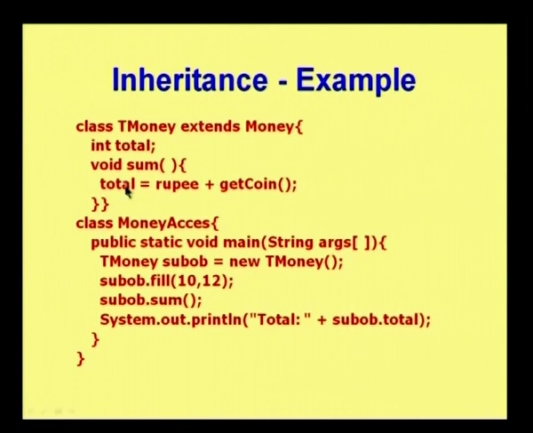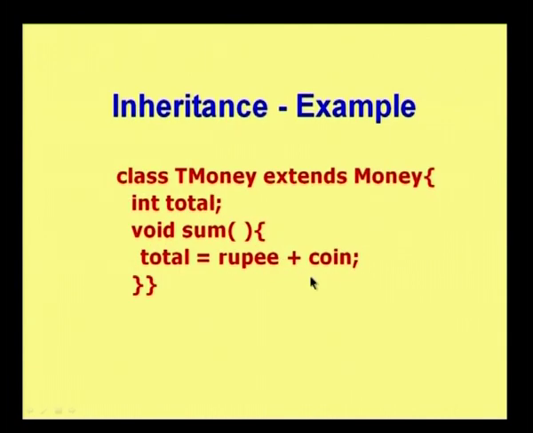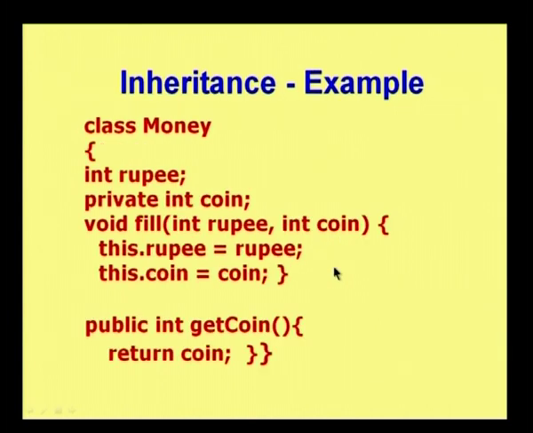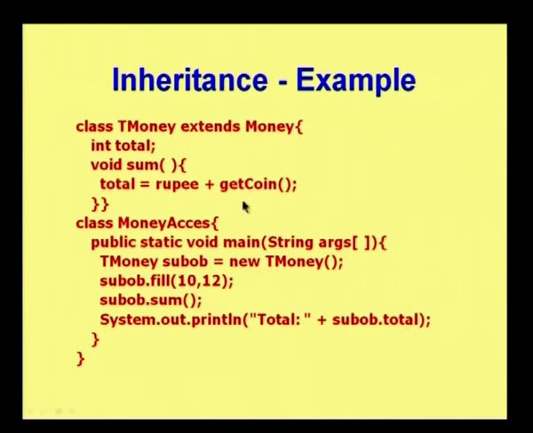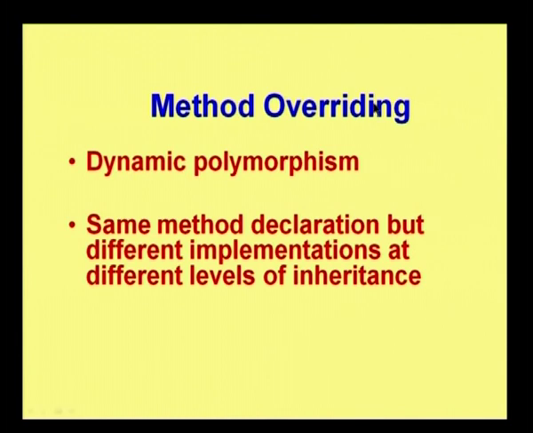You can see here I am accessing this particular coin value using the method getCoin, whereas here you can notice that we had directly used the coin variable. Instead of that we are using a method here. This method has the access specifier public, so we can directly use it. It will return the coin value, then I will add it with the rupee and put it in the total. Now this program could be run very well because we have accessed the private variable using the public method.